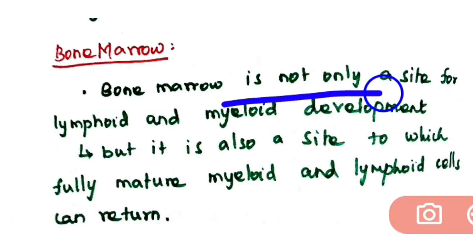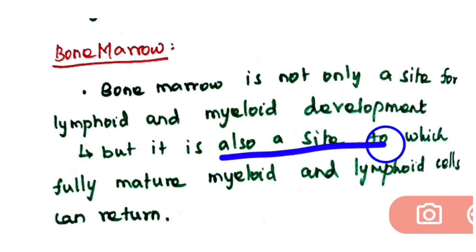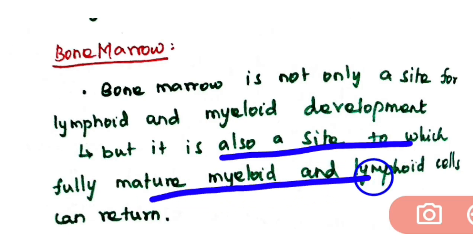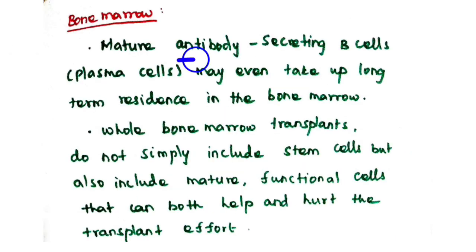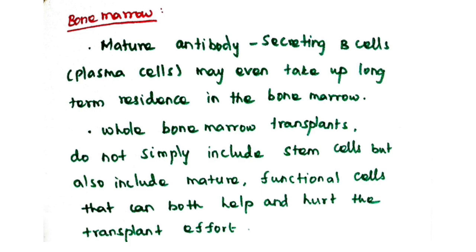Bone marrow is not only a site for lymphoid and myeloid development, but it is also a site to which fully matured myeloid and lymphoid cells can return. Mature antibody-secreting B cells, that is plasma cells, may even take up long-term residence in the bone marrow. So bone marrow is not only the place for hematopoiesis, it is also a resident place for some immune cells.